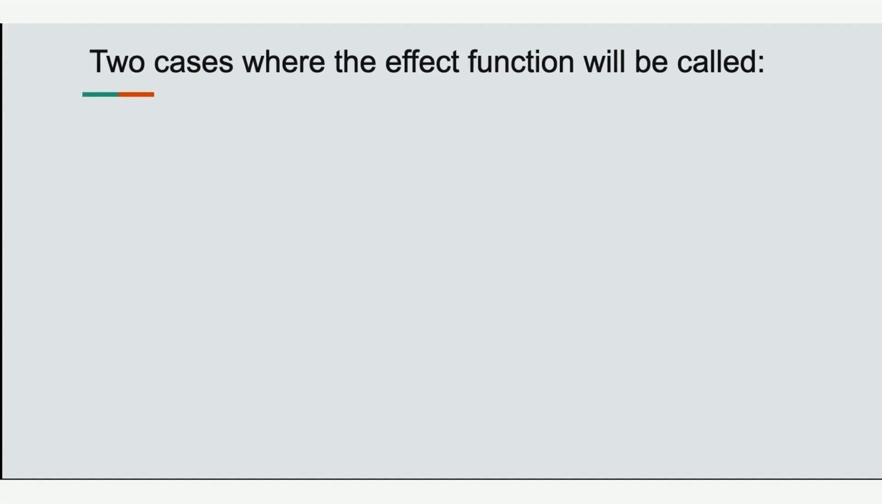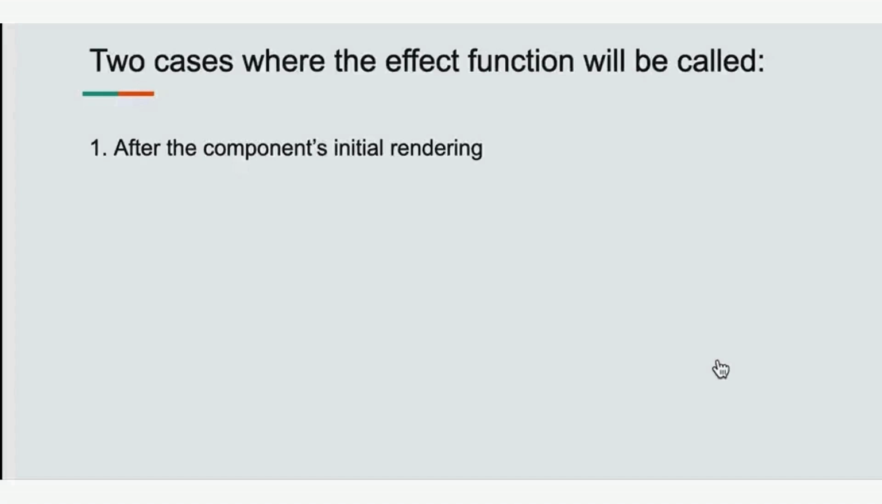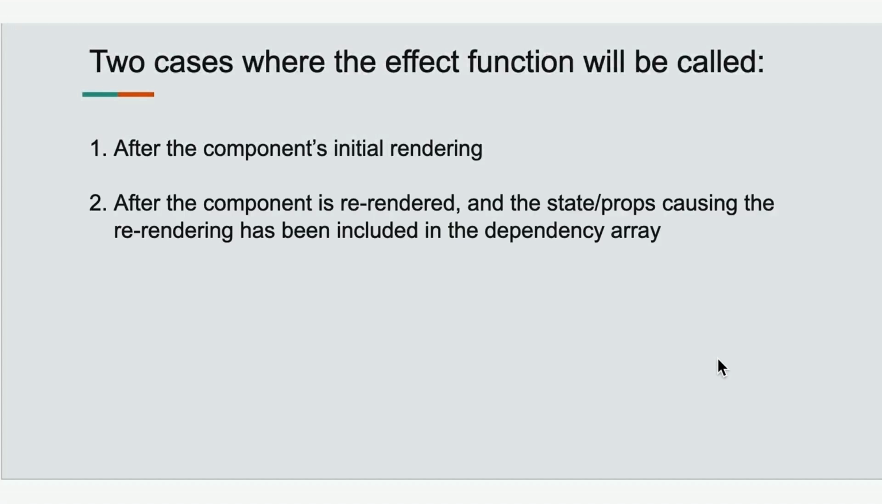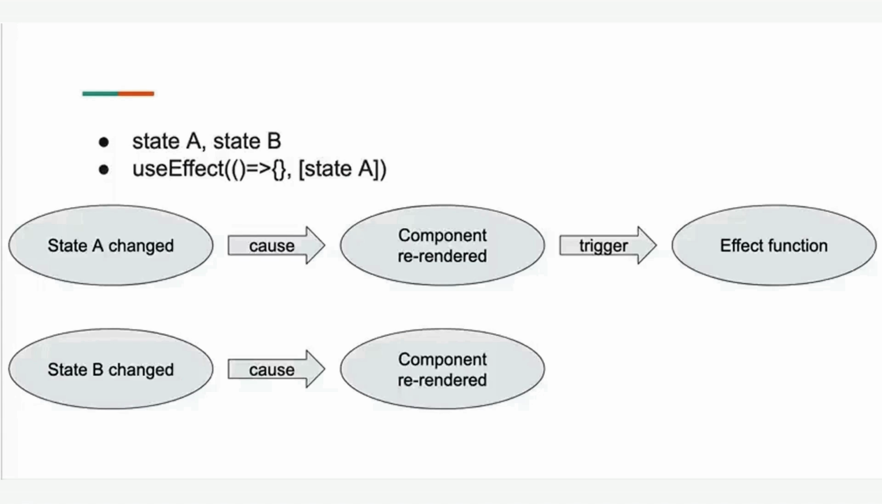The effect function provided will be run in two cases. The first case is after the component's initial rendering, and it will always happen no matter what. The second case is after the component is re-rendered, and the state or props that cause the re-rendering is also in the dependency array. For example, if the component has two states, state A and state B, but only state A is included in the dependency array, then change in either state A or state B can cause the component to be re-rendered. But the effect function will only be triggered following the re-rendering caused by change in state A.